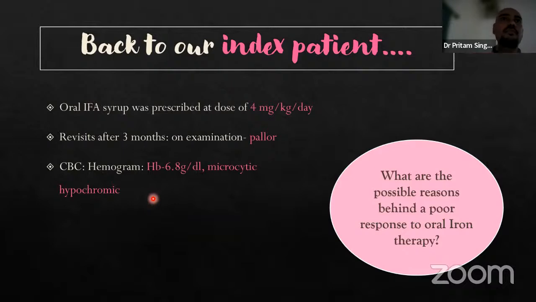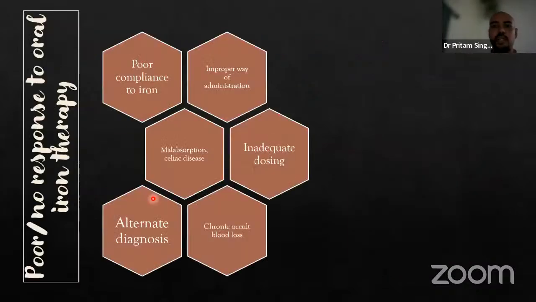Ongoing loss. Right. Correct. So I think you people have told the most common causes. I'll be enumerating a few more uncommon causes also, but I think you people have told the exact commonest causes that should be thought in the back of mind whenever a child with iron deficiency anemia shows poor response to oral iron. So poor compliance.